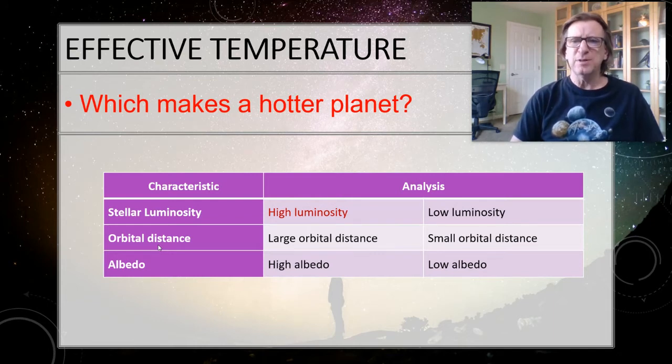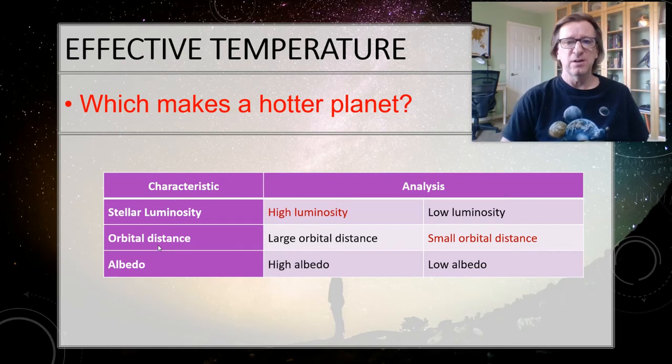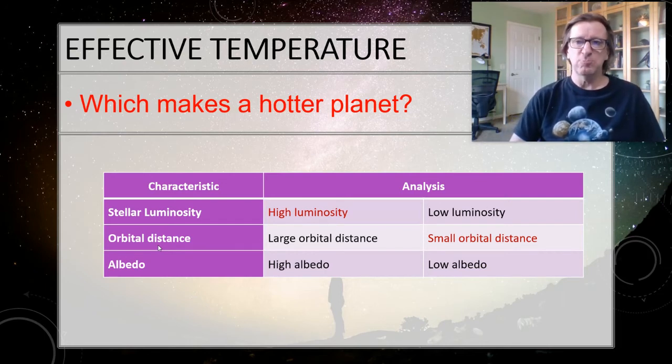And this one you probably knew as well. We've been talking about this from the beginning and you probably knew it pretty instinctively. The closer that planet is to the star, the hotter it's going to be. So a small orbital distance is going to make for a hotter planet. Now, here's the new one. What about albedo? Which one is going to make a hotter planet? A high albedo or a low albedo? Pause the video and think about it, and then come back.